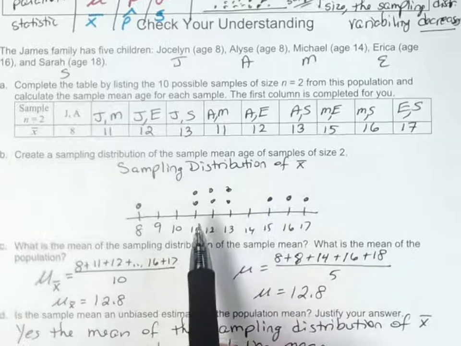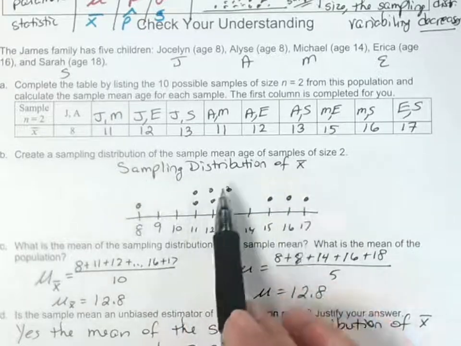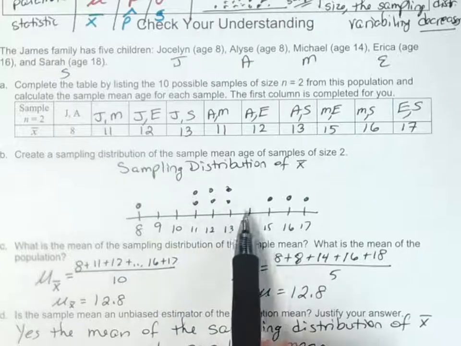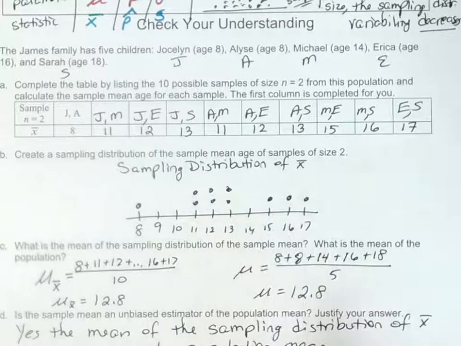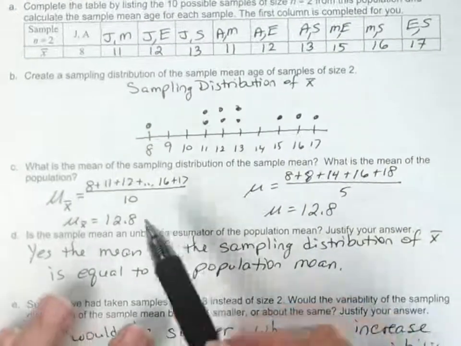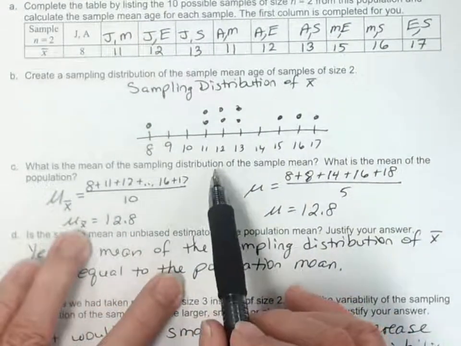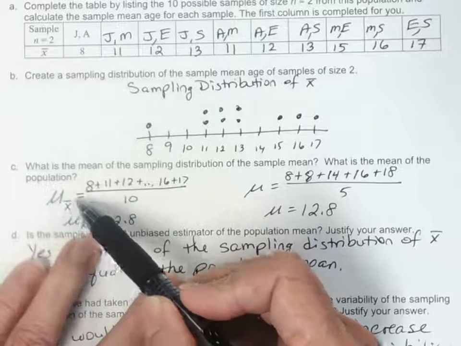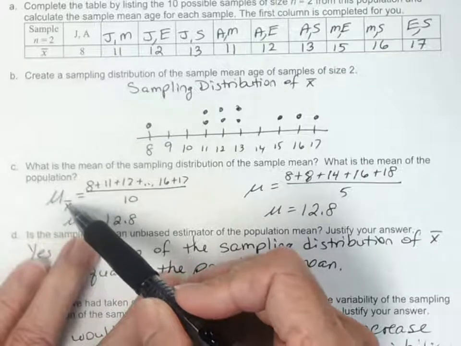Sampling distribution, there's our title. Here is my dot plot. And we do want to make sure we leave these ones blank that have no data, so we don't just squish it together and ignore those points. The mean of the sampling distribution. So this is the mean of the sampling distribution, so of all the means.